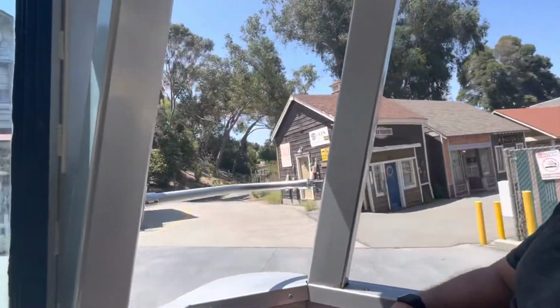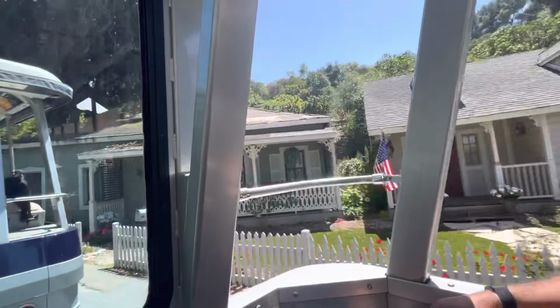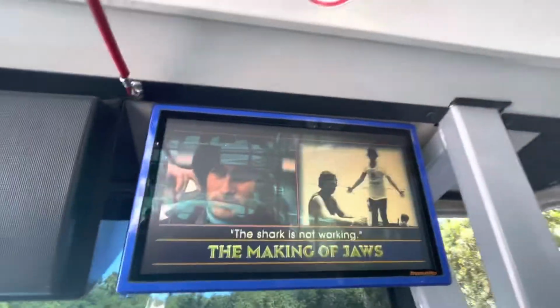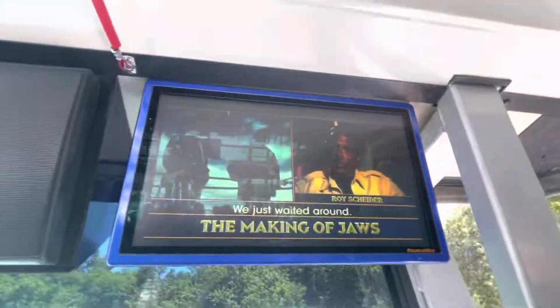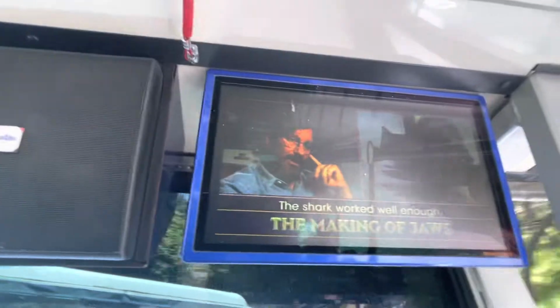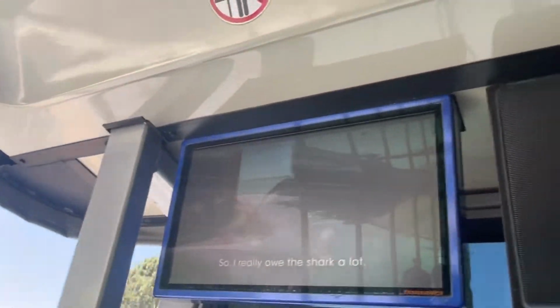The shark is frustrating. It didn't really work all the time. It didn't work hardly at all. Wherever you were on the island, you could hear the radio waves. They were always saying, the shark is not working. Repeat, the shark is not working. We just waited around. We just waited and waited and waited. The shark worked well enough. For a while there, we had the biggest success. So I really owe the shark a lot.